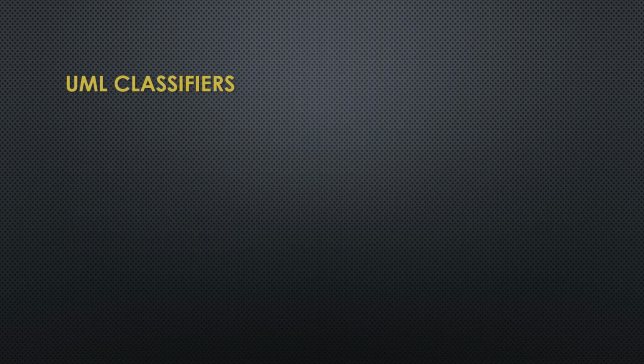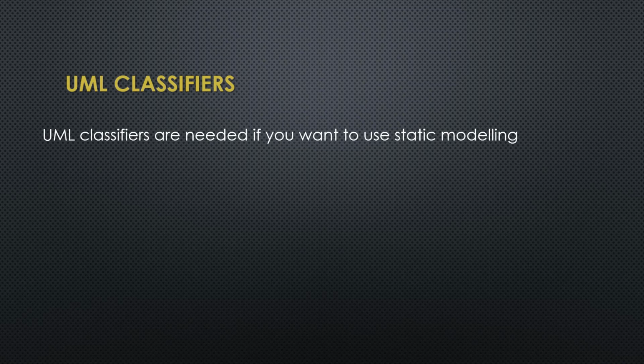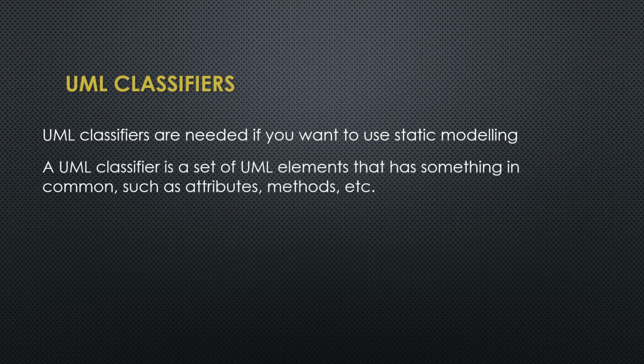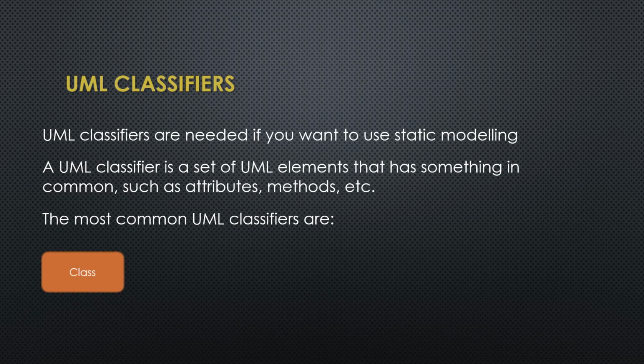UML classifiers. UML classifiers are needed if you want to use static modeling. A UML classifier is a set of UML elements that have something in common, such as attributes, methods, and so on. The most common UML classifiers are class.